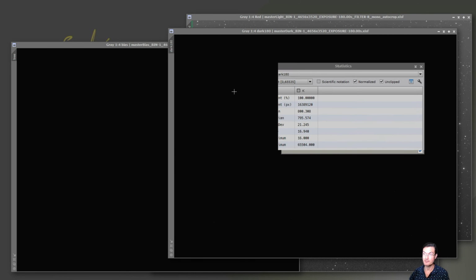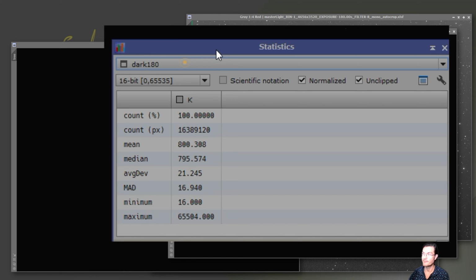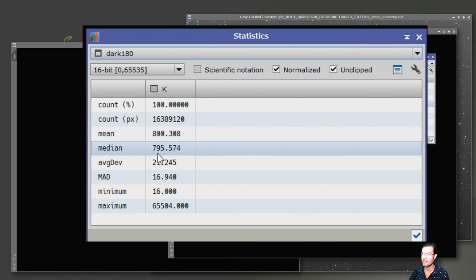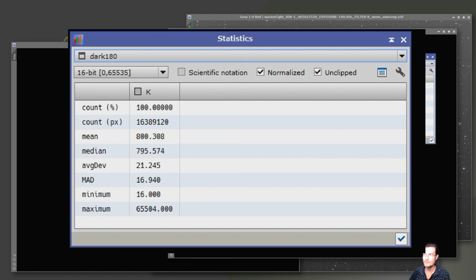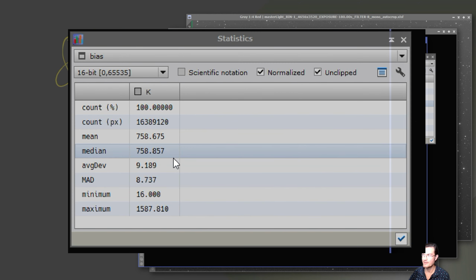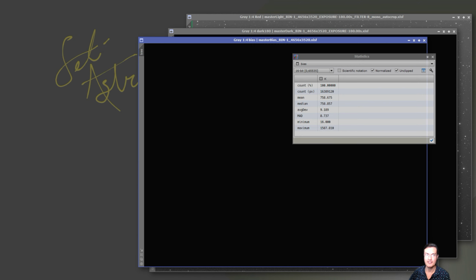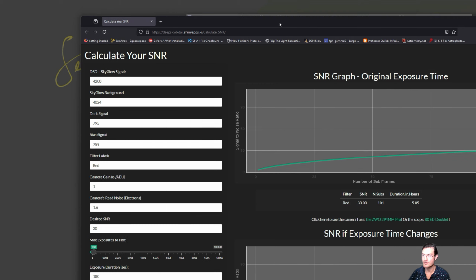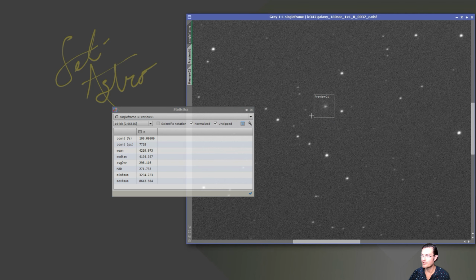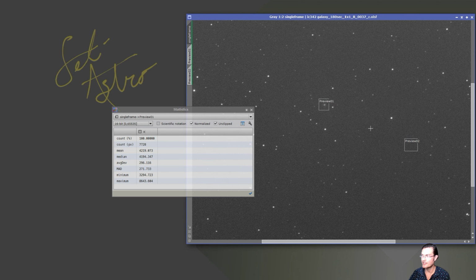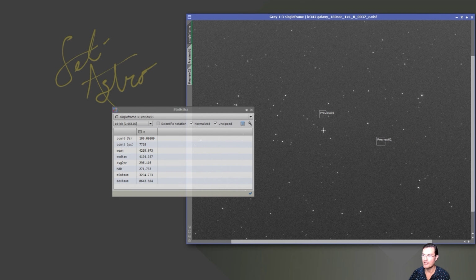Now we can get those numbers. Here's my master dark for my 180-second exposure. So it has my dark signal of 795. And then I have the bias frame here, which just has a bias signal of 758. So we can go ahead and put those in there. Then we can go ahead and draw some preview areas. This is right around the core of the galaxy we're looking at, and then this is just the sky off to the side of the galaxy.